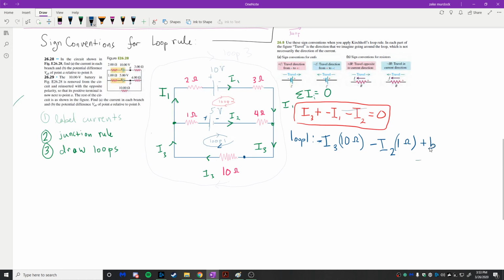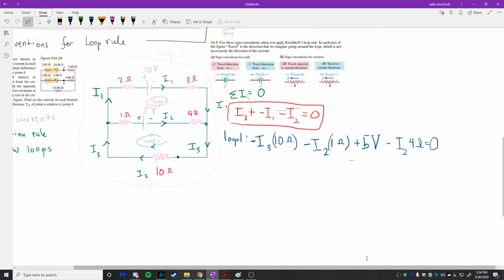As soon as I get to the edge of the screen, it becomes extremely difficult for me to write because I have nowhere to rest my hand. And then we're still not done. We have one more piece, which is this one right here. What am I going to write down for this one? 4 ohms. Plus or minus 4I2, right? Minus because we're going in the same direction as the current. That's right. So I2 and then 4 ohms. And all of this should be equal to 0 because that is what the Kirchhoff rules tell us.